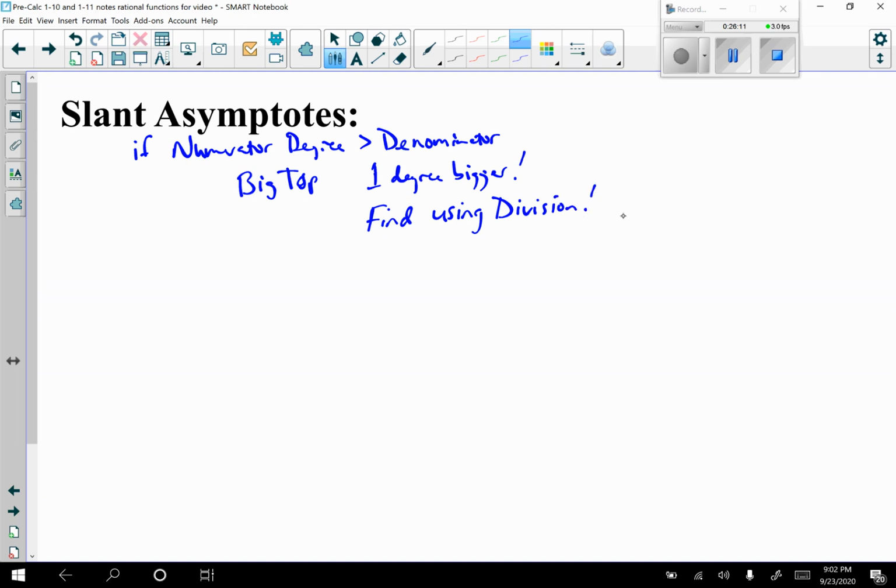Now, hopefully, we can use synthetic division. But if we need to, we know how to do long division. So here's how it looks. If I give you a quick example, y equals (x squared minus 3x plus 1) over (x minus 2), bigger degree in the numerator, 2 and 1 in the denominator, so it has a slant asymptote.